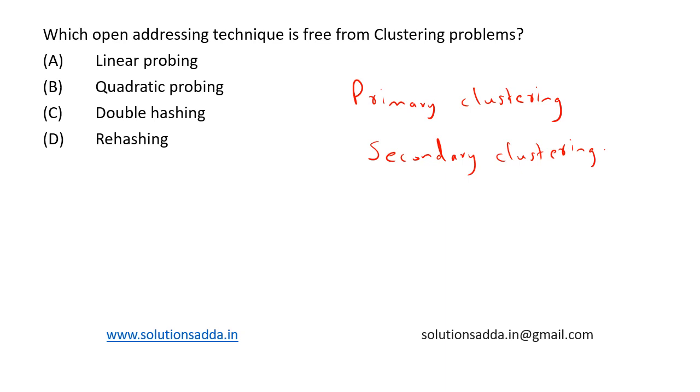Whereas secondary clustering occurs generally with both quadratic probing and linear probing, in which the probe sequence is independent of the key as well as the hash chaining. So, double hashing is a technique which is free from both primary as well as secondary clustering. So, the double hashing technique is free from clustering problems. Option C is the correct answer.